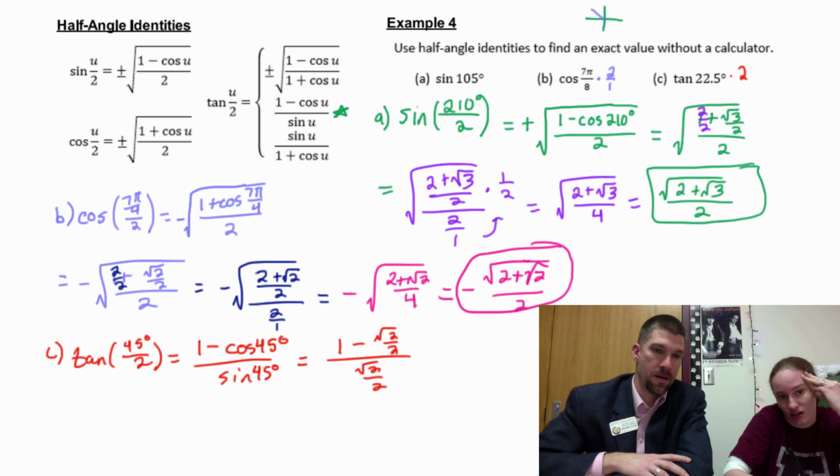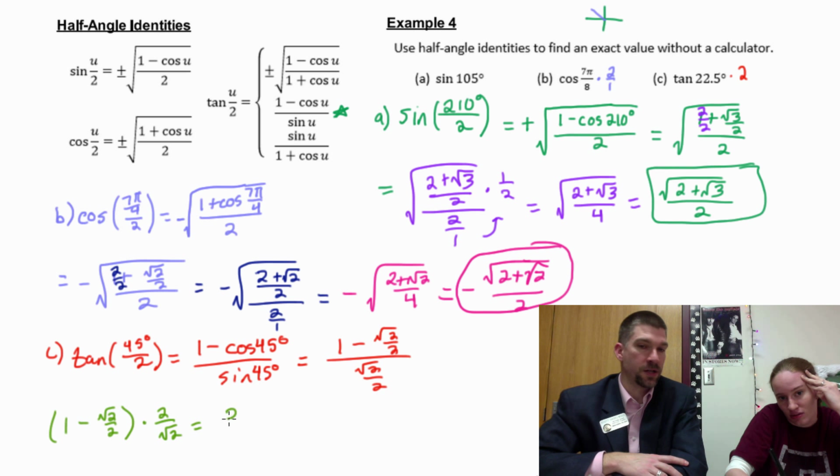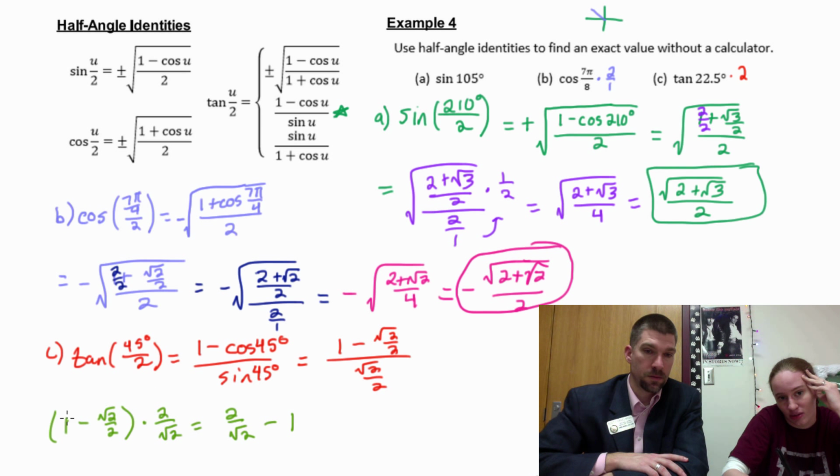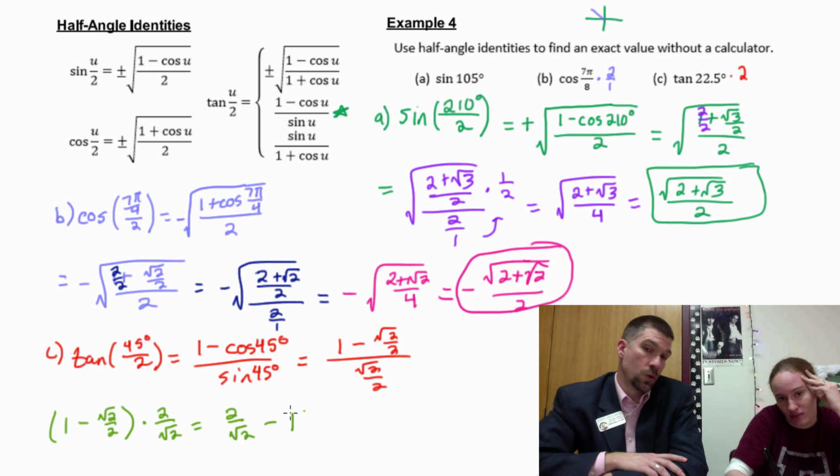So to simplify, multiply by the reciprocal. We're doing 1 minus the square root of 2 over 2 times 2 over the square root of 2. And if you're one of those rationalized folks, I wouldn't rationalize here. I would rationalize at the end. Because if you distribute this, you get 2 over the square root of 2 minus, these are the same thing, so it's a 1. So it's 1.